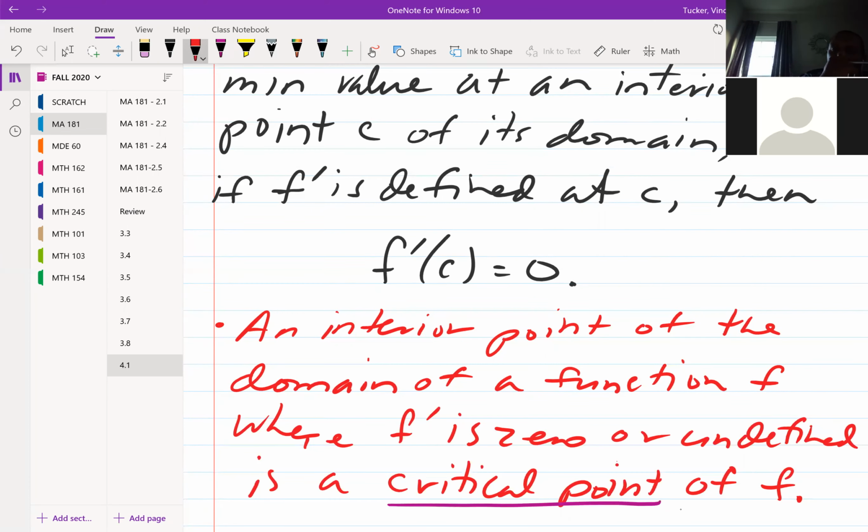All right, an interior point of the domain of a function f where f prime is 0 or undefined is a critical point of f.